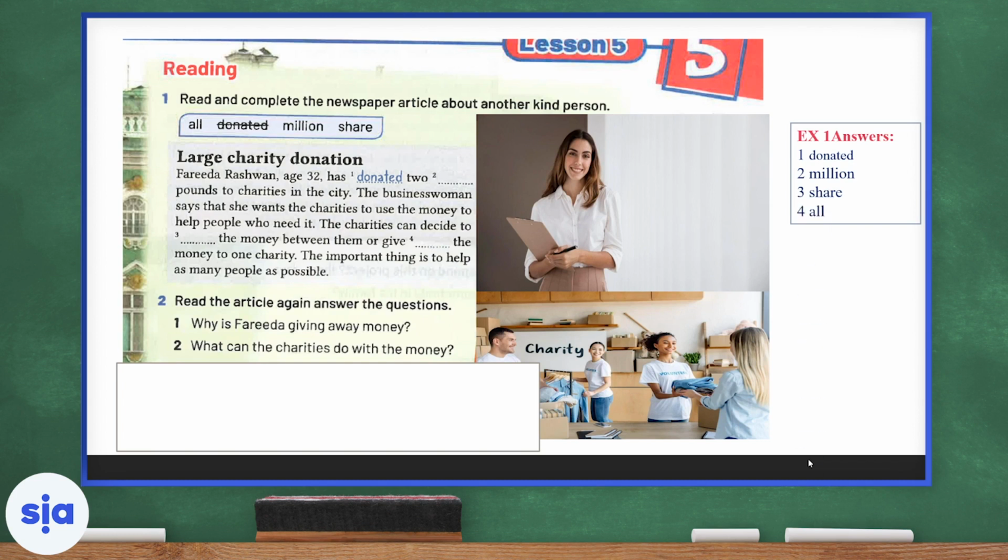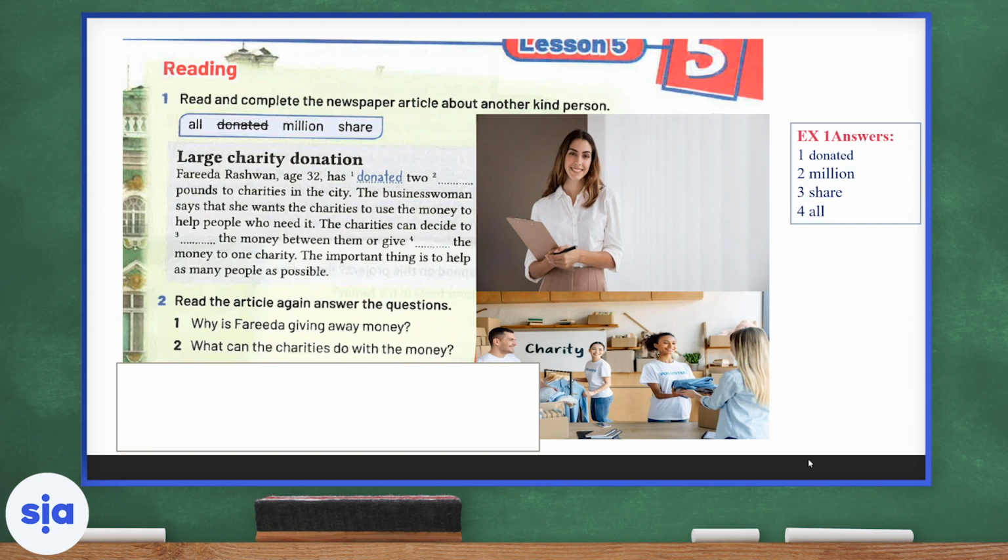The important thing is to help as many people as possible. Good job, guys. So our new words are donated. When you donate something, you give away for free. If you give something away for free, in the past, we say donated with ed at the end after the main verb, which is donate. As for the next word, million, million is of course a number, a very, very large number that was used by the businesswoman to be given as charity. And of course, to share something is to use it with someone else.